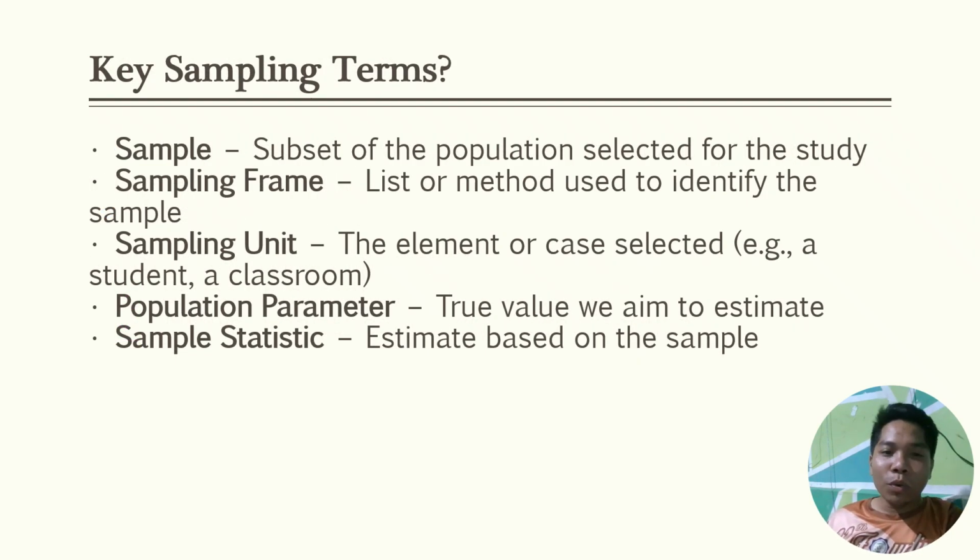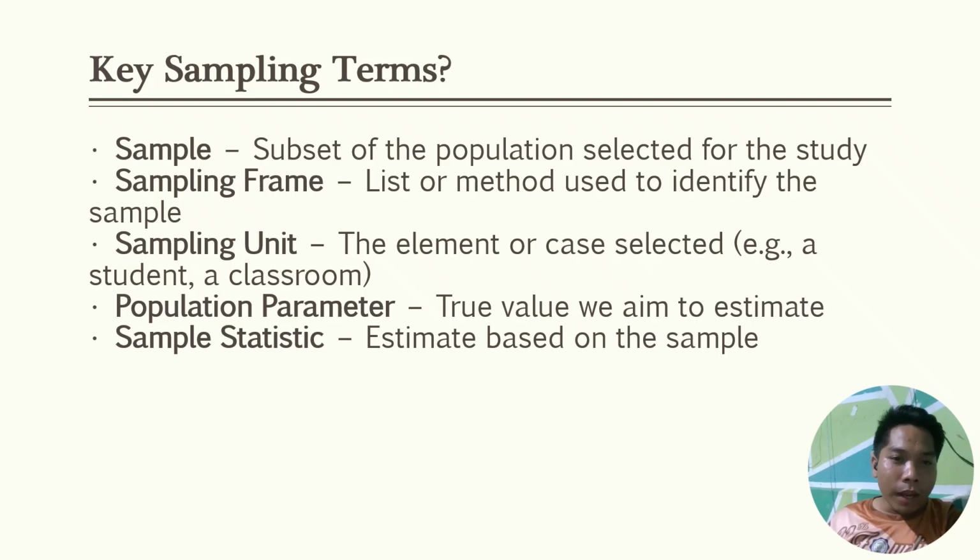We need to know the sampling terms. We have actually five sampling terms here. The sample, sampling frame, sampling unit, sample statistics, and population parameter. The sample is the group you'll actually collect data from. So that is, I already discussed that a while ago.